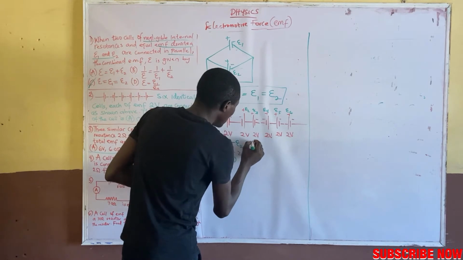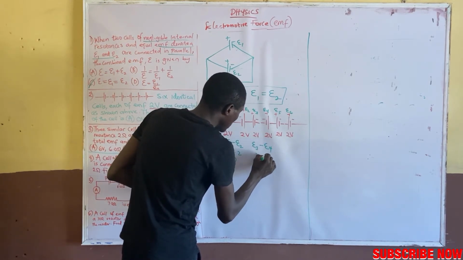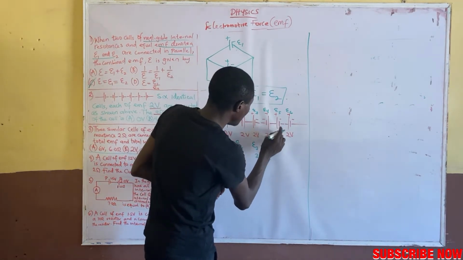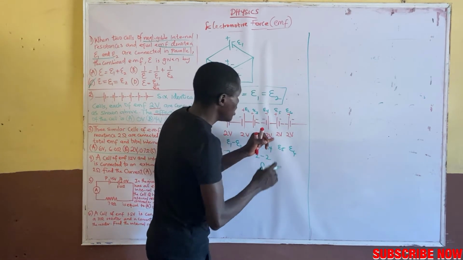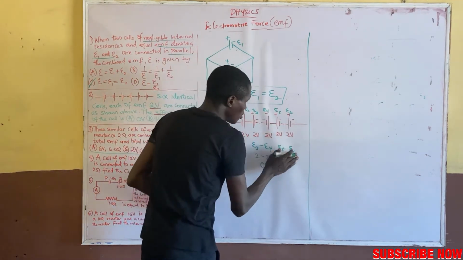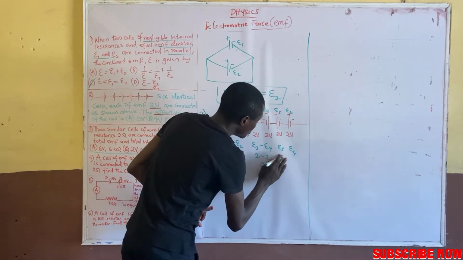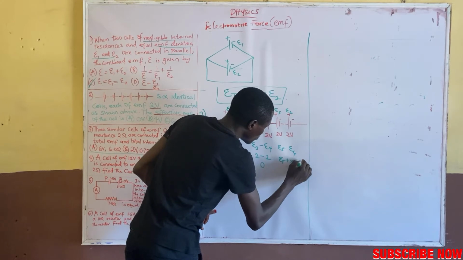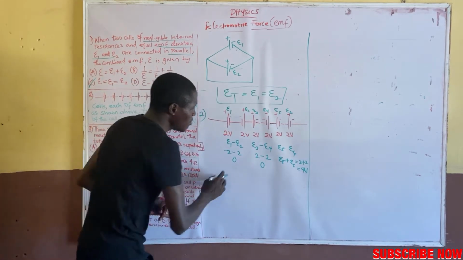This one also, EMF 3 minus EMF 4, which is 2 minus 2, we still have 0. But when you get to EMF 5 and EMF 6, they are facing the same direction. And because they are facing the same direction, it will be addition. So it will be EMF 5 plus EMF 6, which is 2 plus 2, which is equal to 4 volts.